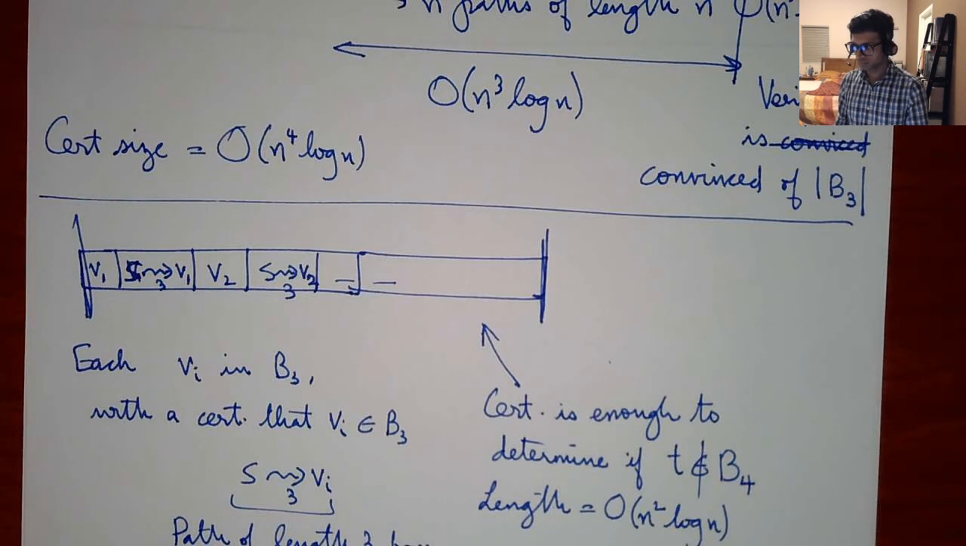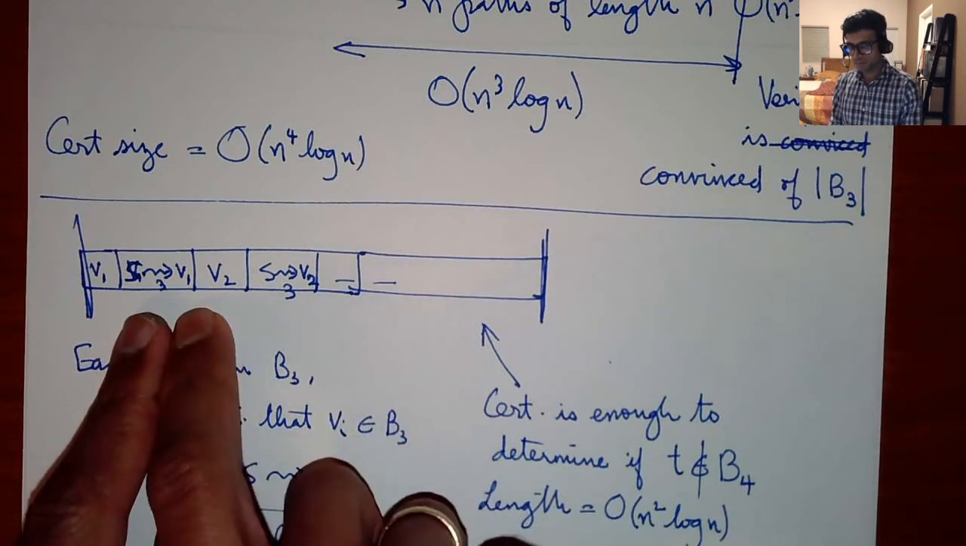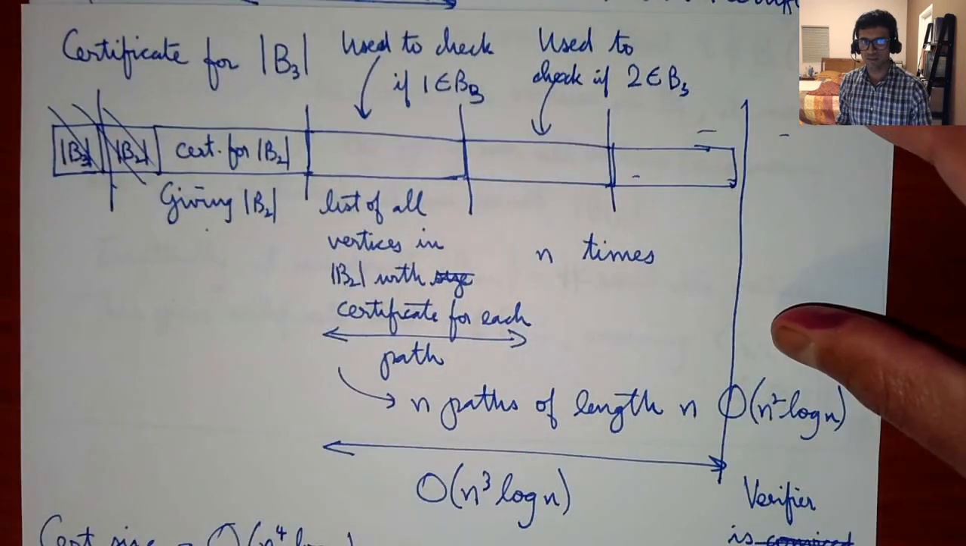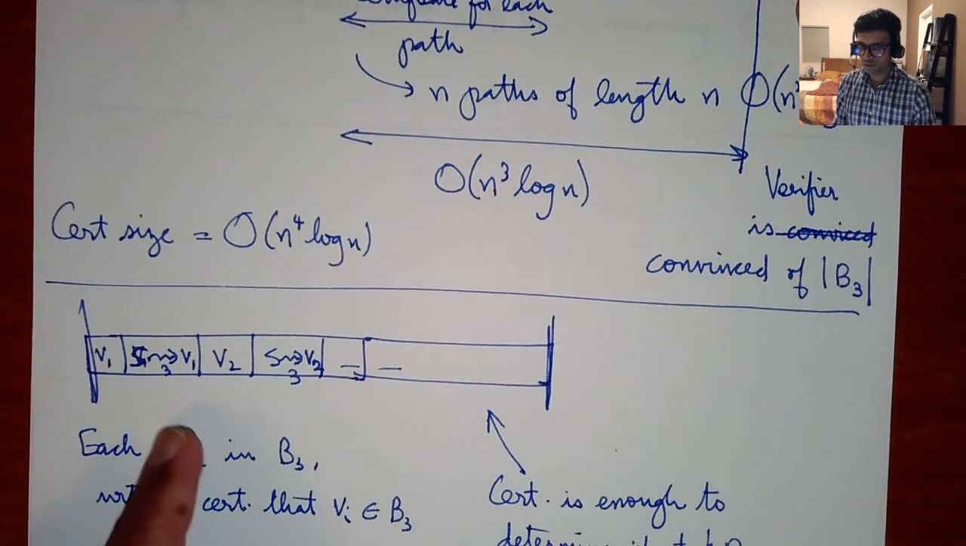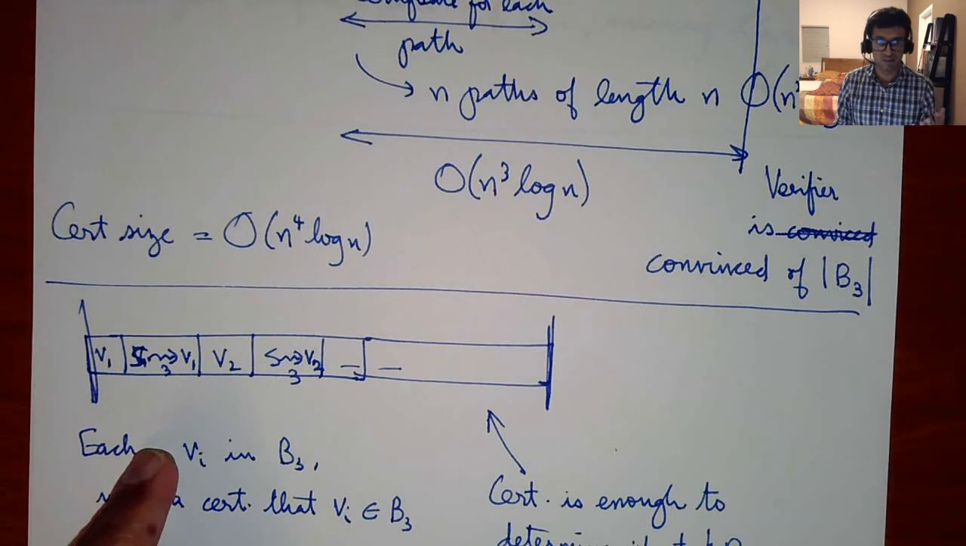So each one of those, it doesn't have to display the entire certificate that a vertex is in B3 for each of those cells. Having a distance of 3 doesn't need all of this complicated stuff. Having a distance of 3 is just a path. So it just sees the path, which is at most of length n. In this case, at most of length 3.